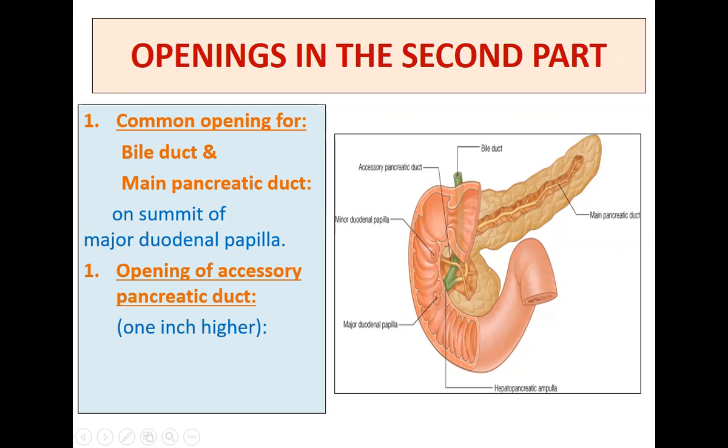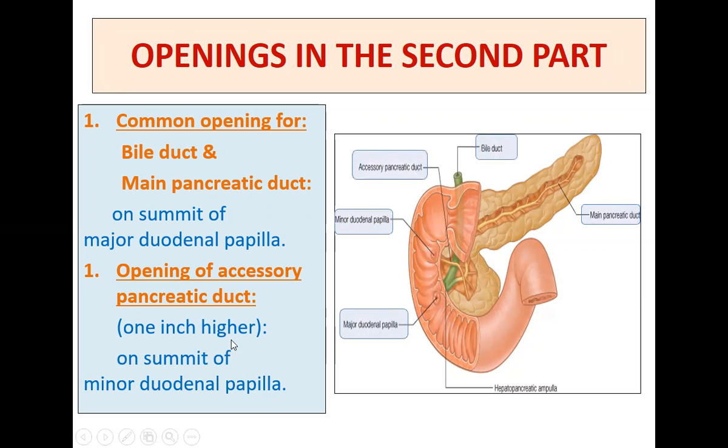So there are two openings. One is the major duodenal papilla and the minor duodenal papilla. So it is just 1 inch above the major duodenal papilla. On the summit of the minor duodenal papilla is the opening of the accessory pancreatic duct. This is the accessory pancreatic duct. This is the major pancreatic duct. This is the accessory.